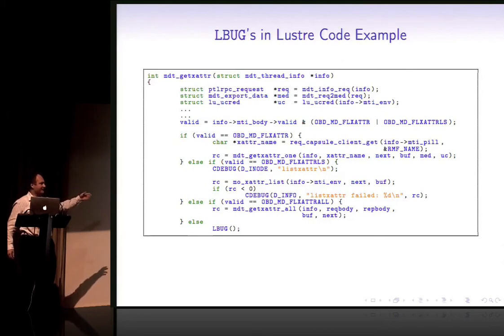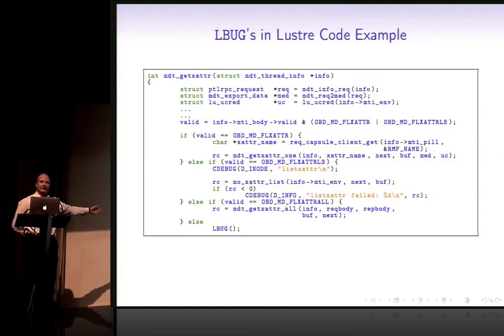Here is another example. It's just some code snippet from the MDT. Basically, you just check whether the value has this kind of values. And then you say, OK, it's some undefined value, so I throw an LBUG. This is an example of how LBUGs are thrown.